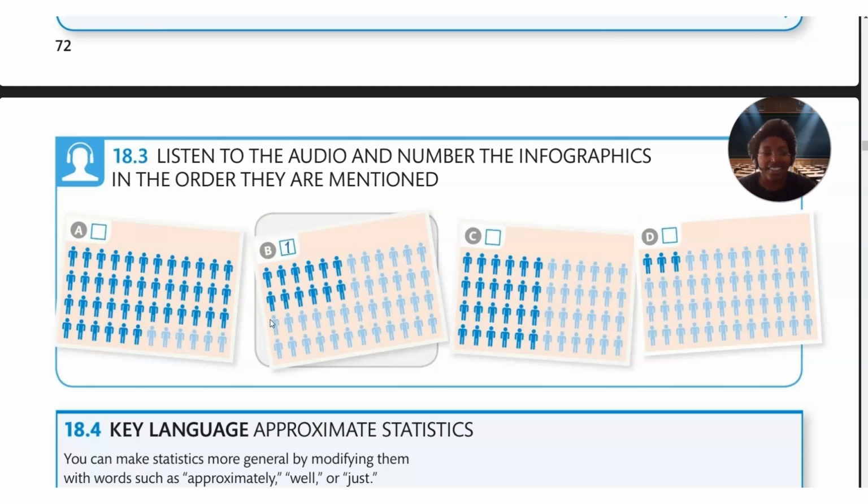Let's take a look. Okay, let's look at B, which of course was 1, and then we have A, that should be 4. That was recording 4 for A. Chart C is recording number 2, and chart D is recording number 3. So hopefully you got them all right. Okay, let's continue on.